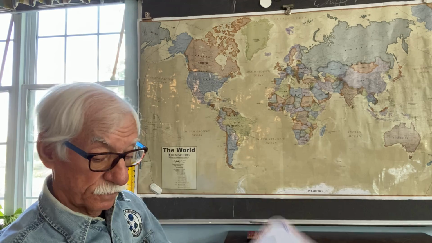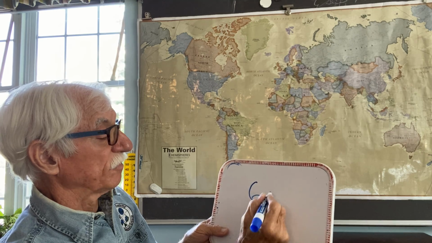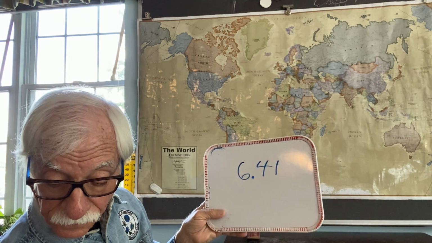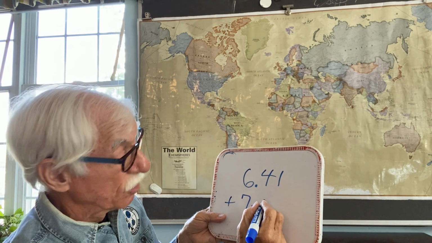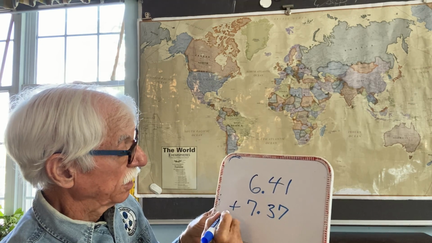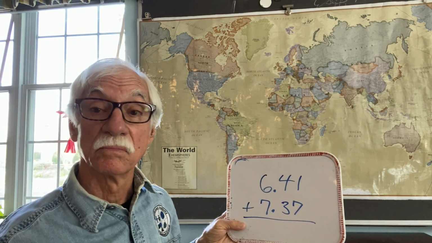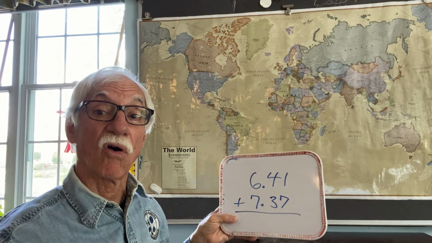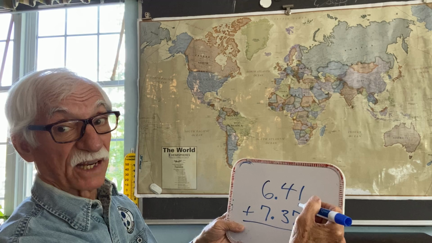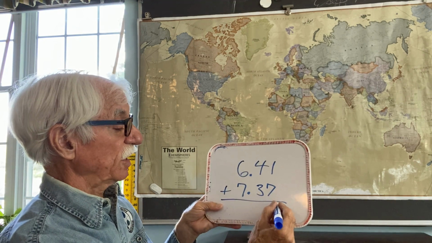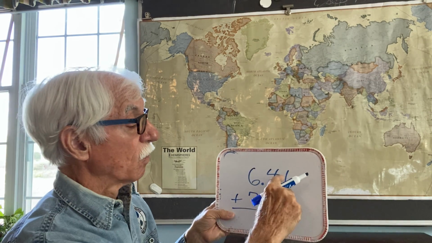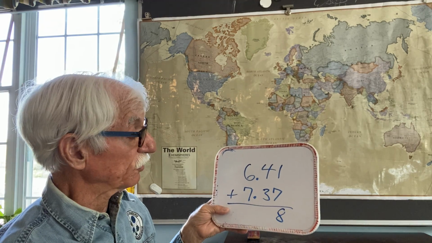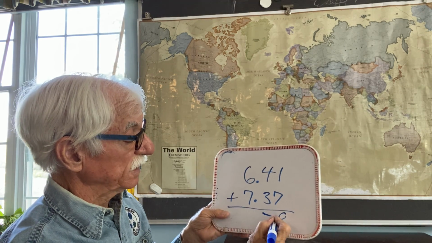6 and 41 hundredths plus 7 and 37 hundredths, and there's my equals line. Vertical. On the worksheet, it's a horizontal number sentence. Make it vertical. 1 tenth and 7 tenths, 8 tenths. 8 hundredths, excuse my misspeaking. 1 hundredth and 7 hundredths is 8 hundredths. 4 tenths and 3 tenths is 7 tenths.